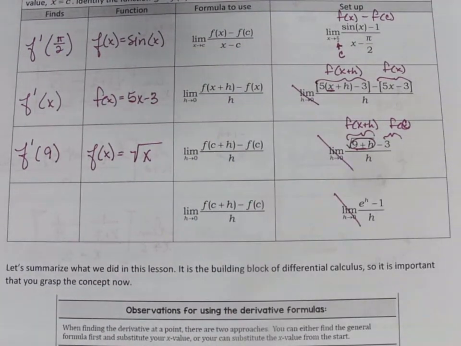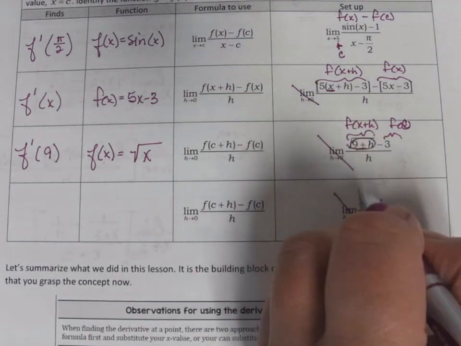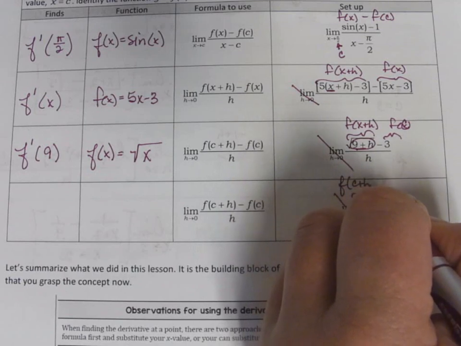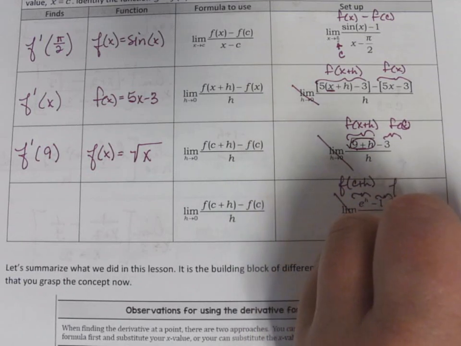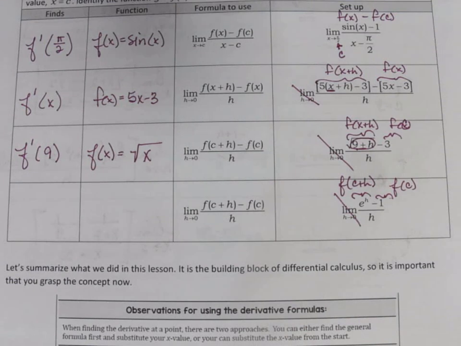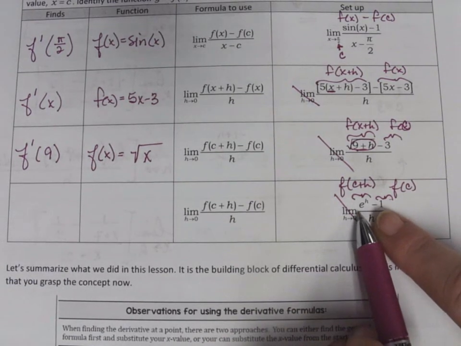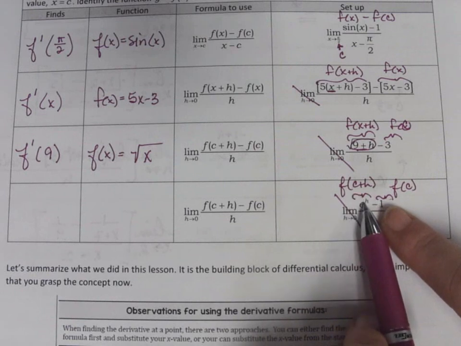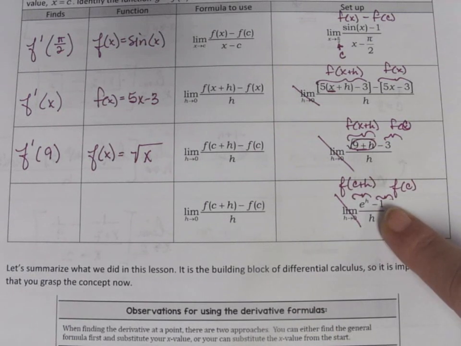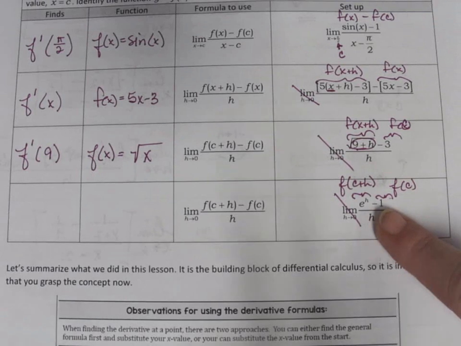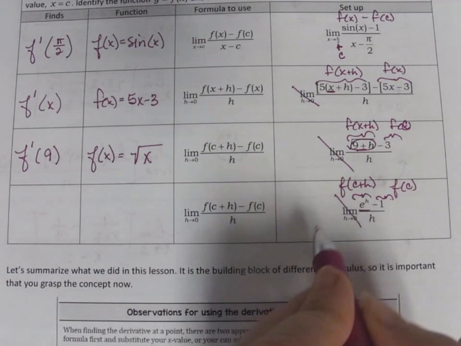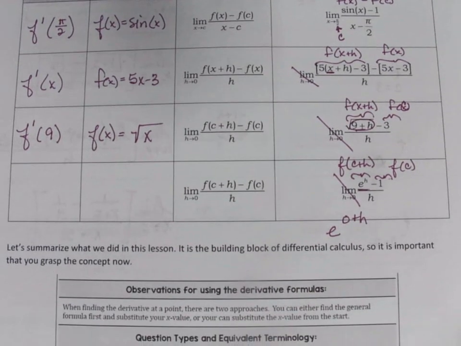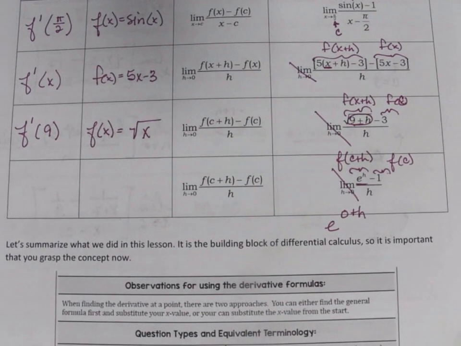So again, limit as h goes to 0 doesn't help us any. So this guy right here is f of c plus h. This guy right here is f of c. Okay, so we need to work here. I should have something with the h. So what number can I add to h and not change its value? Well, that would be 0. So this guy right here can be rewritten as e to the 0 plus h. That's the only thing I can add and not change the value on that.